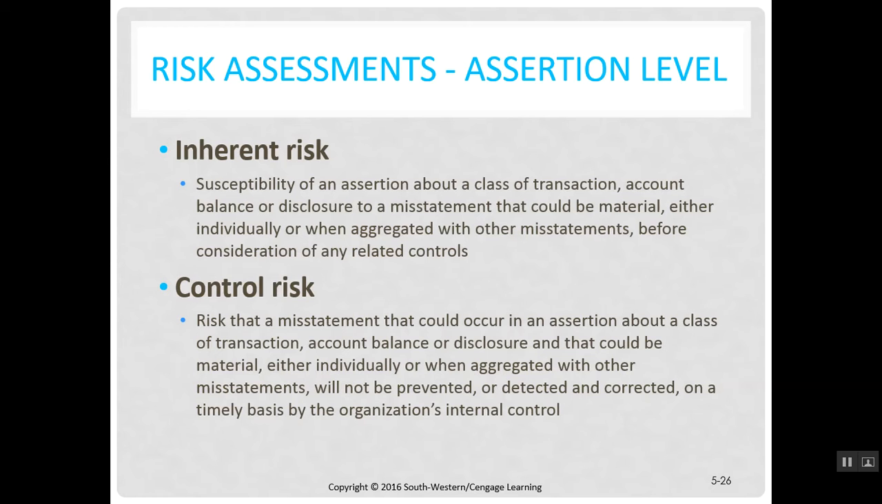Then you're also looking at your control risk. This is the risk that a misstatement could occur either individually or in aggregate, and it won't be prevented, detected, or corrected on a timely basis by the organization's internal controls. So the control risk can be mitigated if a client has controls in place to prevent, detect, or correct a misstatement within the account or the assertion.